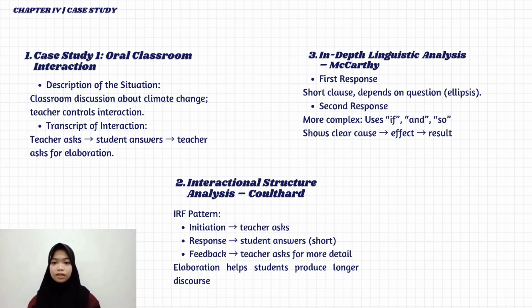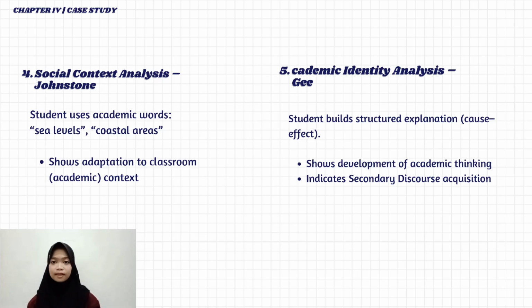And in the second response, the student produced a more complex explanation. For example, if the temperature increases, polar ice melts, and sea levels rise, so many coastal areas are threatened. And here we can see several conjunctions like if, and so. This creates logical relationship between ideas. So the second response shows stronger cohesion and clearer coherence because the ideas are connected in a logical sequence: cause, effect, and consequence. Next, social context analysis by Johnstone.